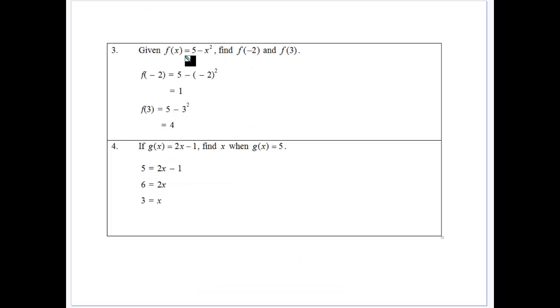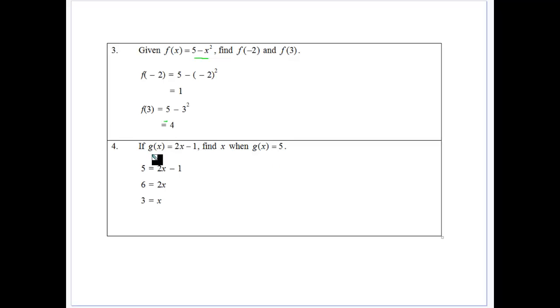So then question 3 here, function of x, there's our definition of our function, 5 minus x squared. Function of minus 2, we sub it in and calculate. Function of 3, we sub it in, we calculate. So again, we're just being careful of what we do. There should be a minus there, so let's be careful with that. So it should be minus 4.